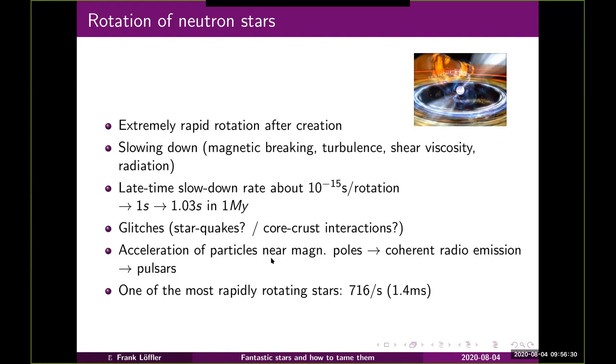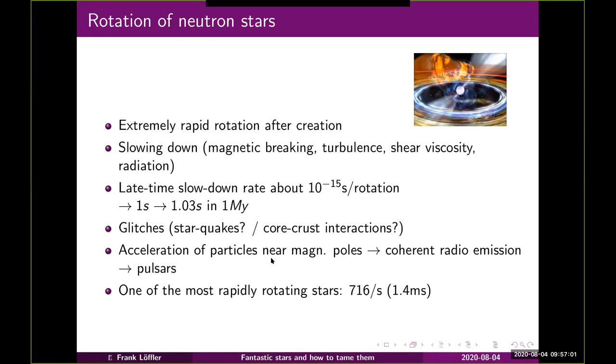But since you also have magnetic fields, if you have rotation and magnetic fields, and you have a misalignment between the two poles, the rotation pole and the magnetic pole, you get radio emission, right? And that's where you get pulsars from, and that's where you get a lot of information from. So most of what we know is from neutron stars that are pulsars, because you can measure more stuff from them.